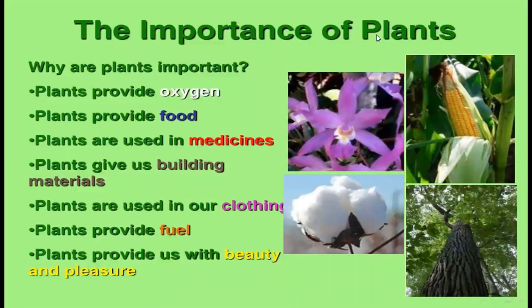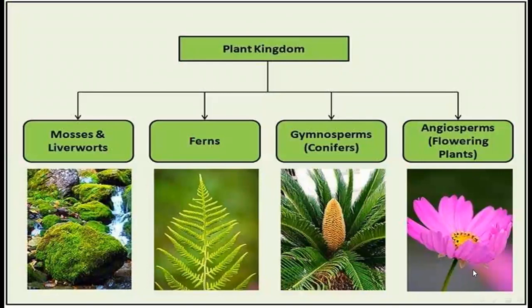Here you see the importance of plants. Why are plants important? Because plants provide oxygen, plants provide food, plants are used in medicine, plants give us building material like wood, plants are used in our clothing, cotton, plants provide fuel, plants provide us with beauty and pleasure. So plants are very important for us. We cannot live without plants.